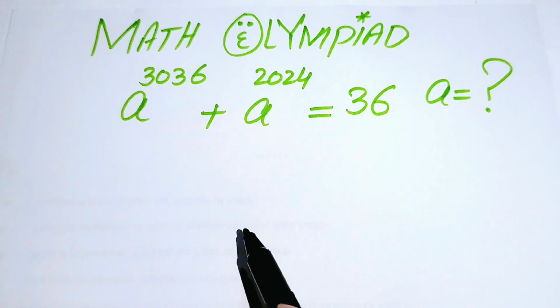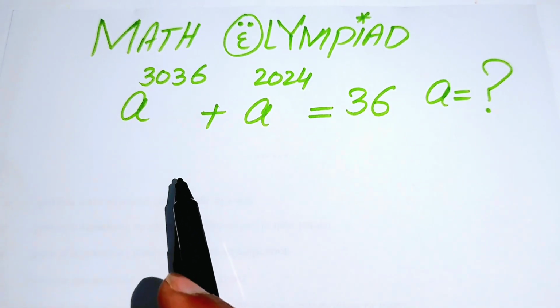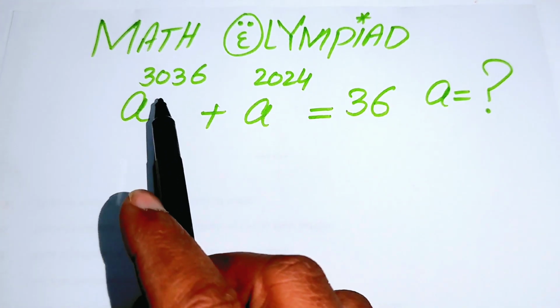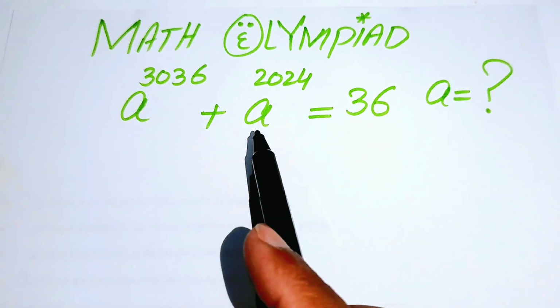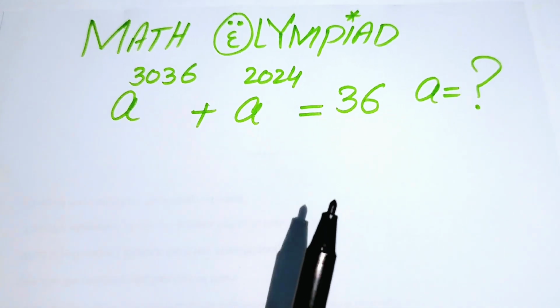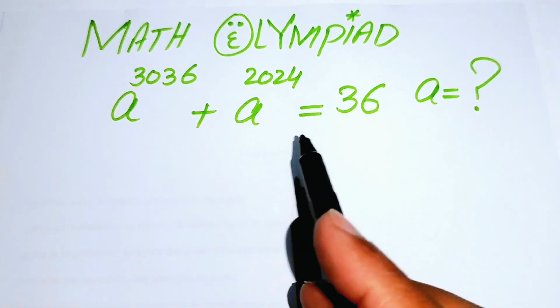In this video we are going to solve this nice math Olympiad algebra problem, and here we have a to the power of 3036 plus a to the power of 2024 equals 36, and we need to find the value of a.